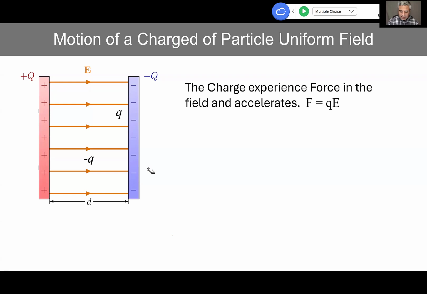But a negative charge gets pushed by the negative plate and pulled by the positive plate. So that's why this negative charge is going to be moving towards the positive plate. So in terms of field, what do you see? A positive charge moves in the direction of the field. And that is actually the definition of the direction of the field.